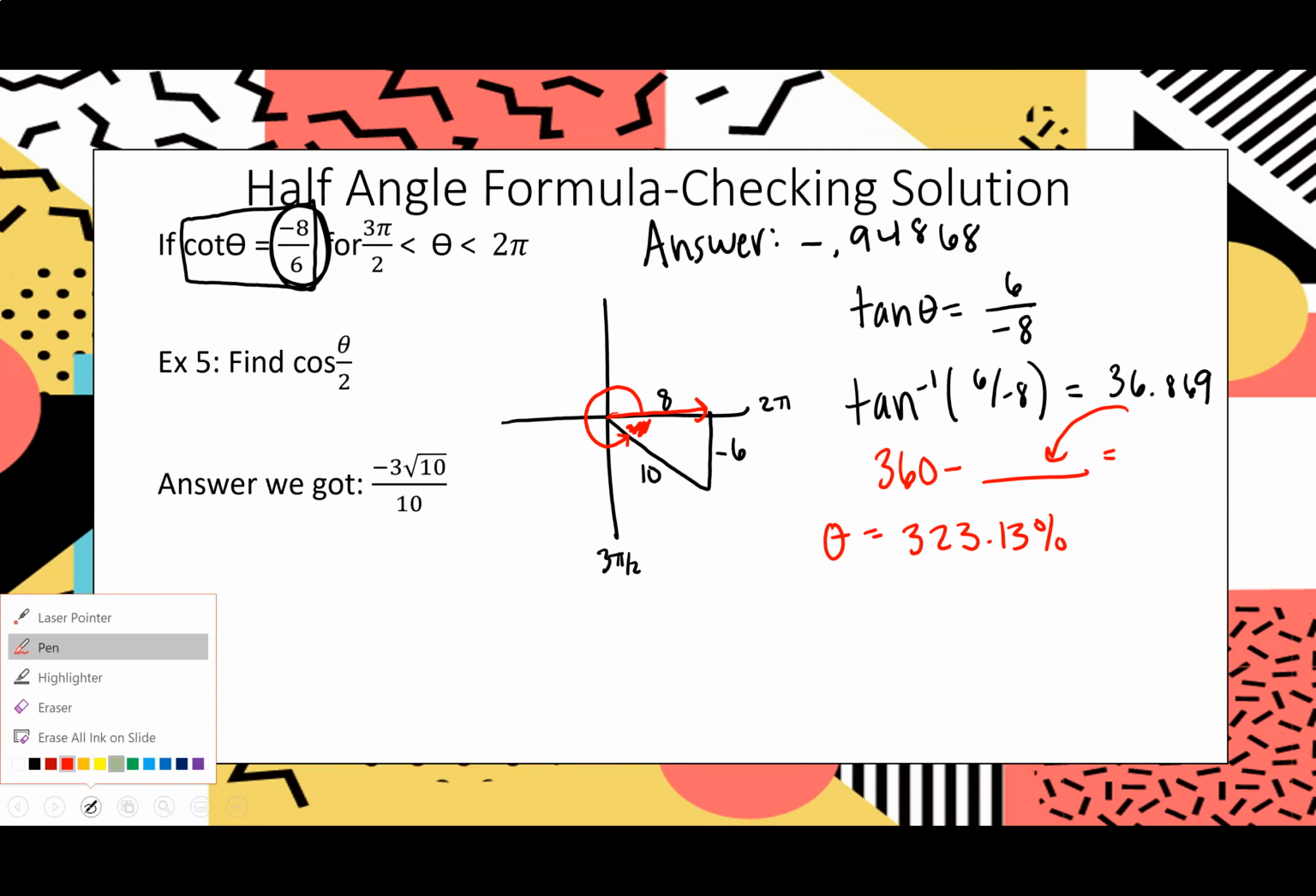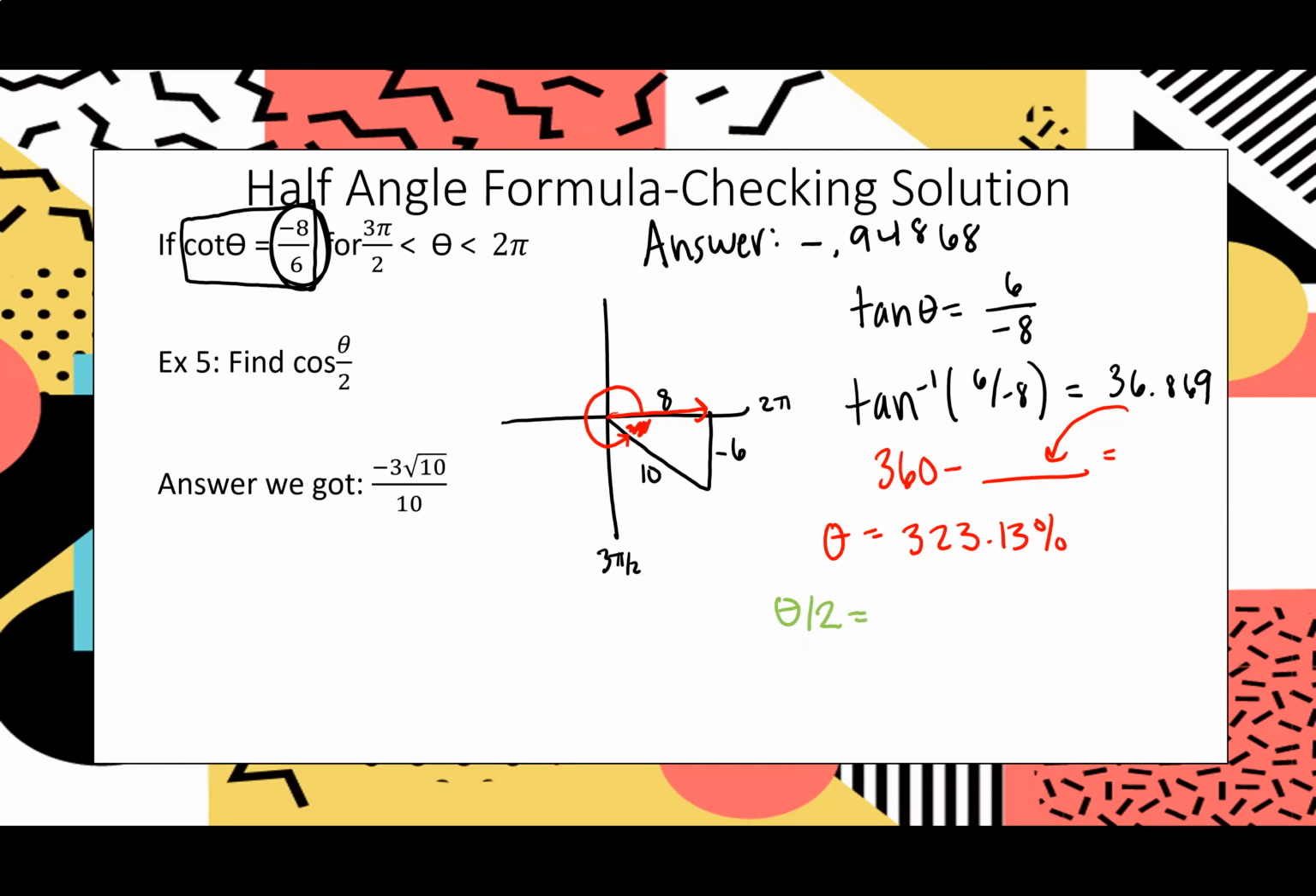And of course, we don't want theta. We want theta over 2. So I cut that in half, and I get theta over 2 is equal to 161.56 degrees. So now I just need to take the cosine of that. That's cosine of 161.56. And what do I get? I get -0.94868. Wow, that's insane how close we got. So that is correct because we got the same answer before.